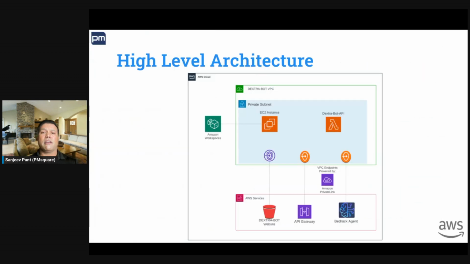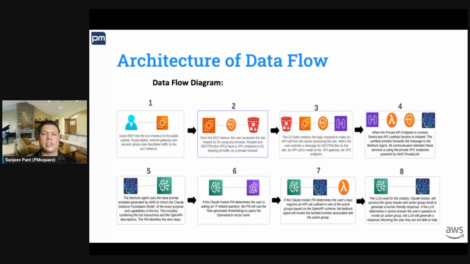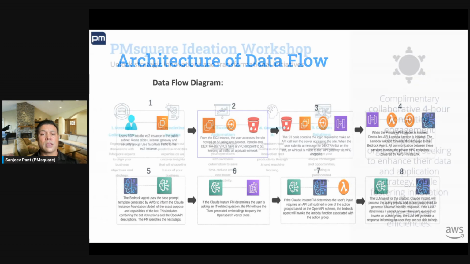Just want to touch on the high level. It's all built on AWS. In the architecture data flow, data goes into an S3 bucket. From there, the data is pulled through a Lambda function, and then goes into Bedrock through a Bedrock agent to provide the recommendation that you see on the screen.